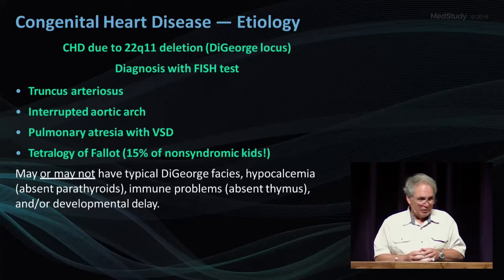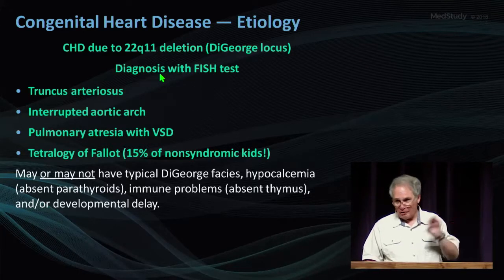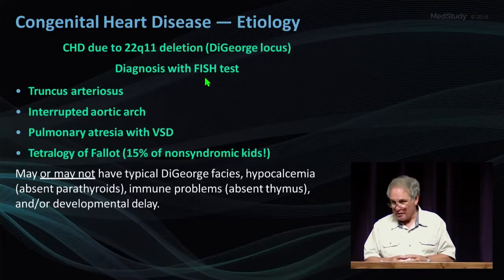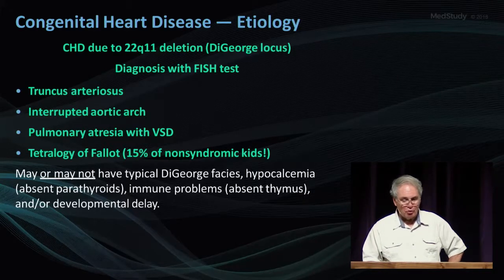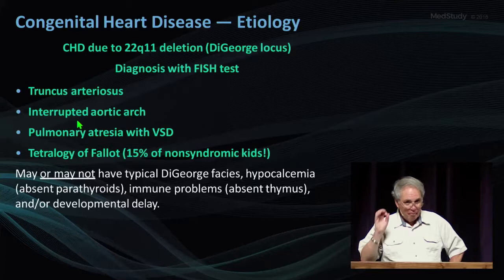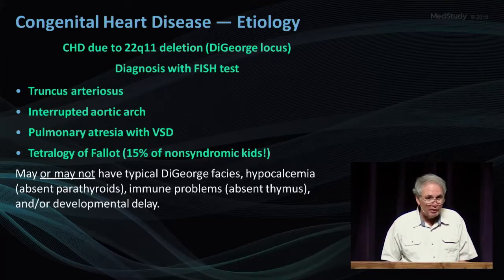Now remember, we talked about the DiGeorge locus, the deletion on chromosome 22. This is important. This probably deserves an underline and all that stuff, okay? And you diagnose these deletions using a FISH test, fluorescent in situ hybridization test. And here are the heart defects that are most commonly associated with the deletion on chromosome 22 in the DiGeorge locus. Truncus arteriosus, big player. Interrupted aortic arch, big player. Pulmonary atresia with a ventricular defect, and some cases of tetralogy of Fallot, even if the kids look perfectly normal.